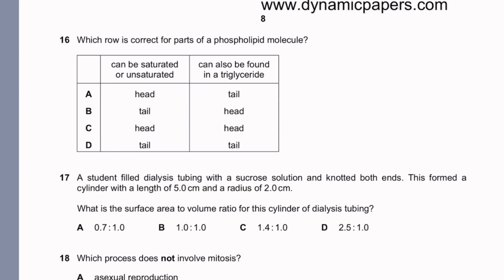The tail can have double bonds or it can have no double bonds, and depending on that, we call the tail saturated or unsaturated. Can also be found in a triglyceride. The head is definitely not found in the triglyceride. The head here, specifically for a phospholipid molecule, is a phosphate group. So since the phosphate group is not common to both a triglyceride and a phospholipid, we have to say it's the tail that's common because it's made of fatty acids.